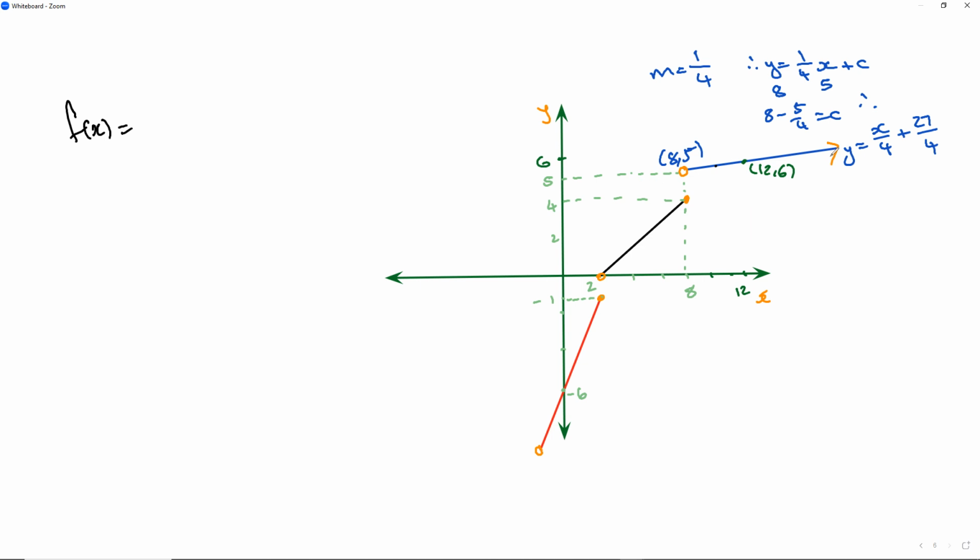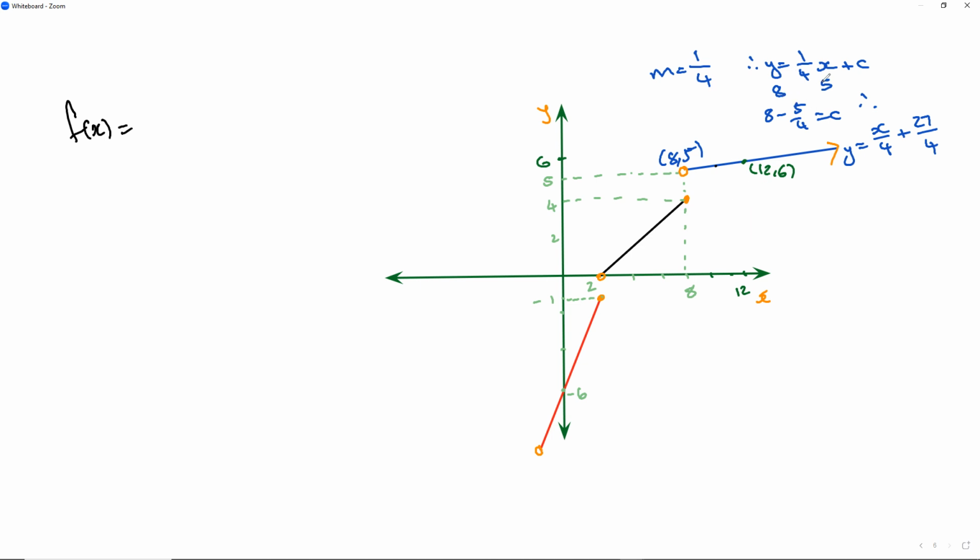And 27 divided by 4 goes into there 6 times, remainder 3/4. So that's where this would actually go through. Let's double check that. So this is 32 minus 5, which is 27 over 4. 4 goes into 27 6 times. Okay, and let's just double check the gradient. That's going to be 6 minus 5, which is 1, the change in y, and the change in x, 12 minus 8, is 4, so that's correct.